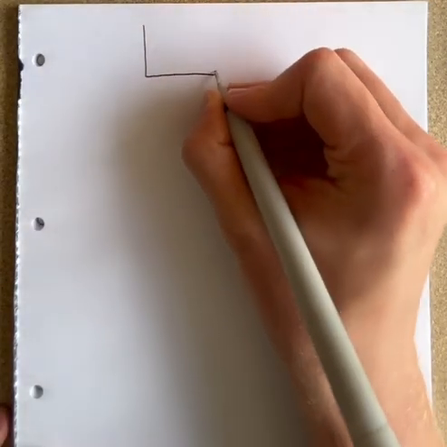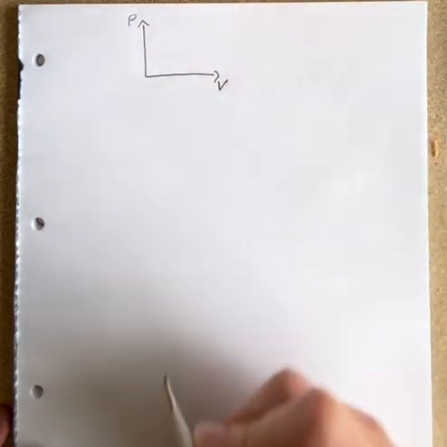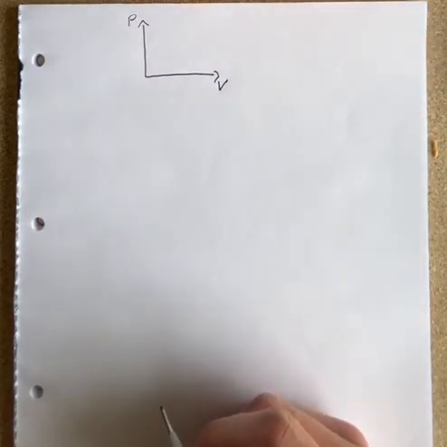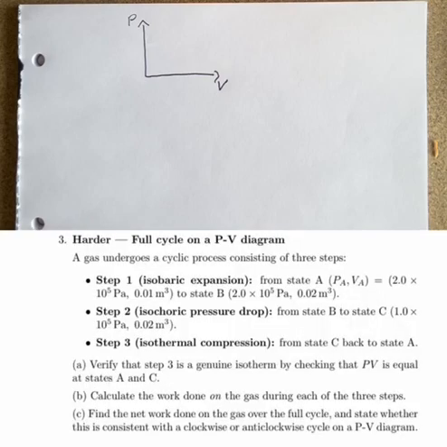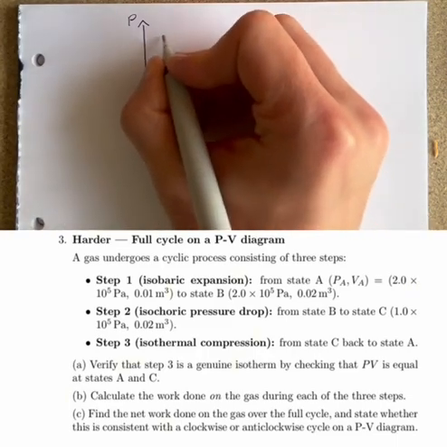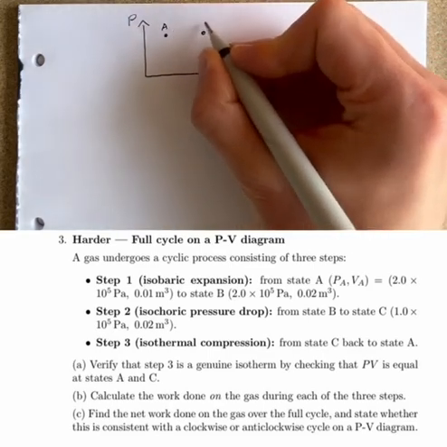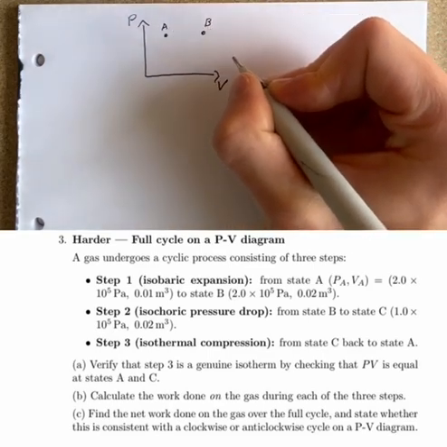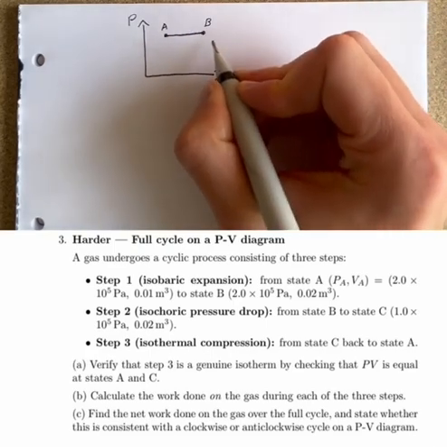On the y-axis, we write pressure. On the x-axis, we write volume, and we see how they relate to each other at different points in a cycle. So in this case, a gas undergoes a cyclic process consisting of 3 steps. Step 1, isobaric expansion from state A to state B. So isobaric means pressure is constant. So we say this is A, and we're going to state B.